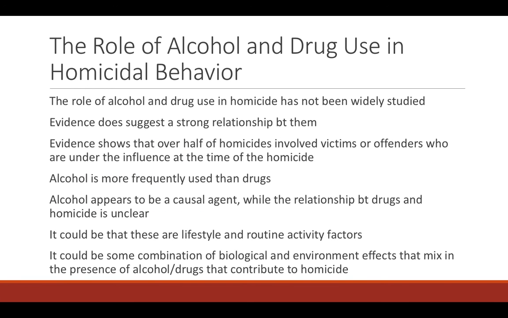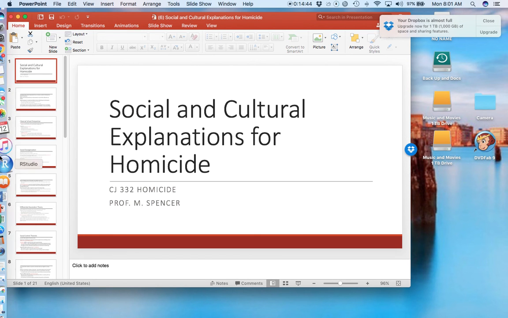We also want to look at the role of alcohol and drug use. This hasn't been widely studied, but there does appear to be a strong relationship. Over half of homicides involved victims or offenders who were under the influence at the time of the homicide, with alcohol being used more frequently than drugs. Alcohol appears to be a causal agent, while the relationship between drugs and homicide is unclear. The drugs and the alcohol could both be lifestyle and routine activities factors, or it could be some combination of biological and environmental factors that, when brought together in the presence of alcohol and drugs, increases the likelihood of homicide. And that's the end of chapter 6.